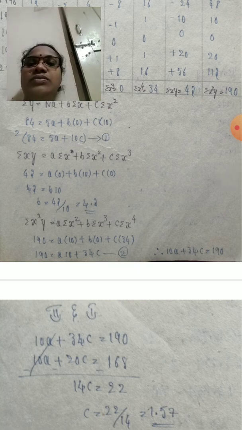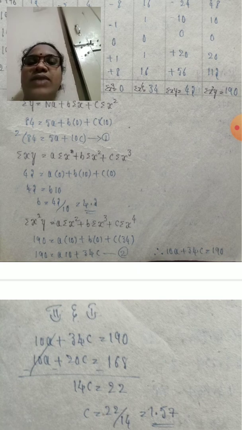Now sigma xy is 442 equals a into 0 plus b into 10, since sigma x square is 10, plus c into sigma x cube, which is 0. So 442 equals 10b, and b equals 442 by 10, which is 44.2.